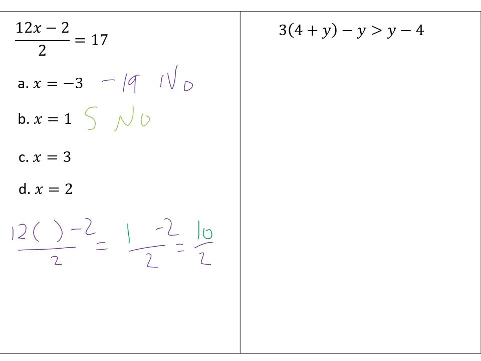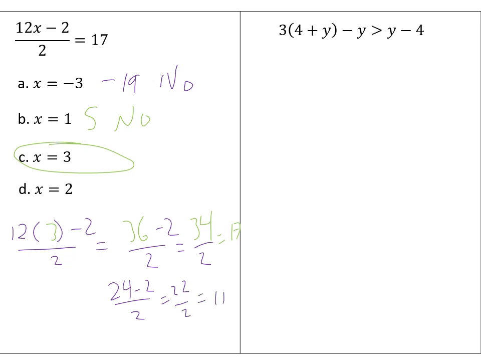This time I'm plugging in the 3. That gets us 36 minus 2 is 34. 34 divided by 2 is 17. That one works. That's our yes. Okay. We can, of course, check the last one. If we plug in 2, that's going to get us 24 minus 2, which is 22 over 2, which is 11. And that's also a no.